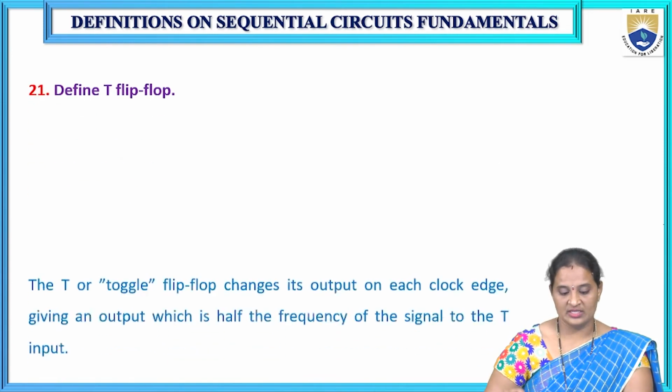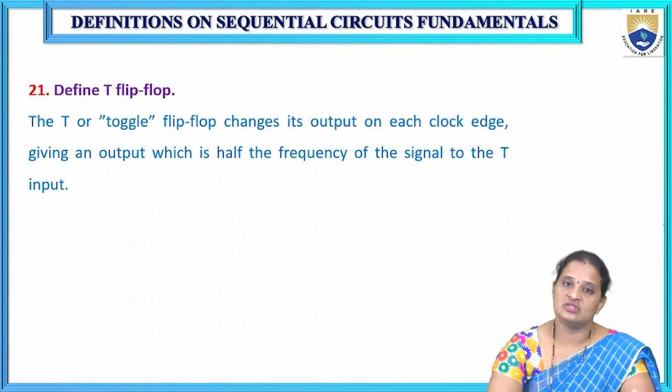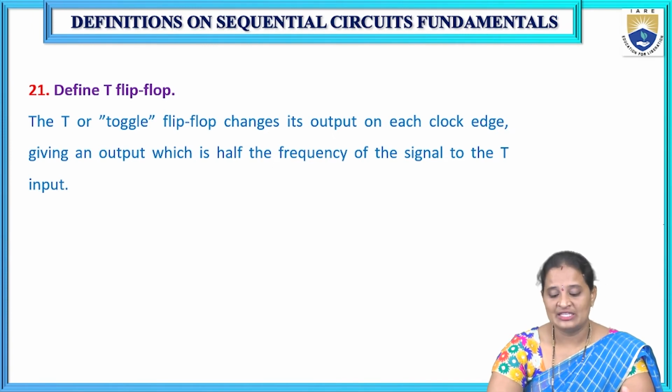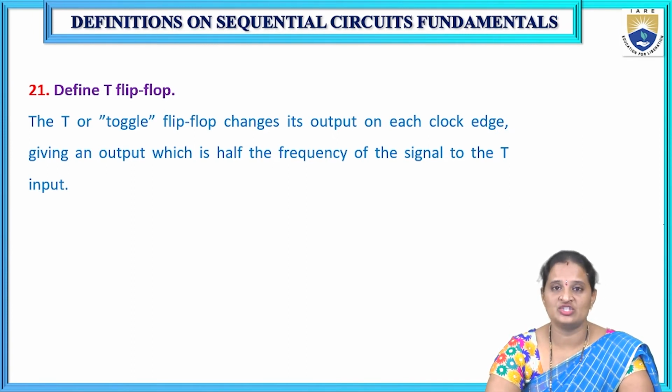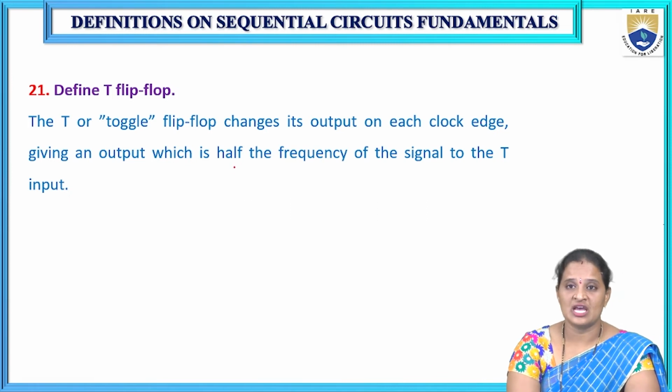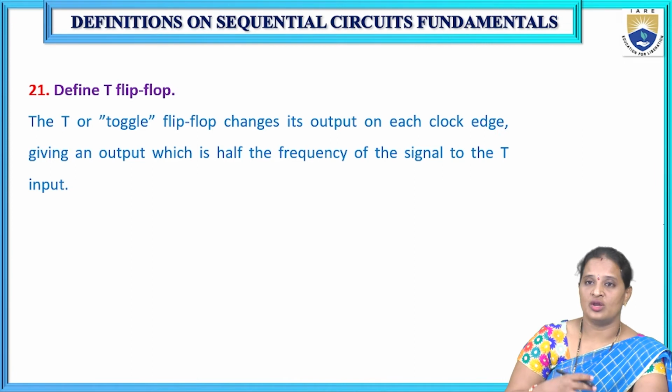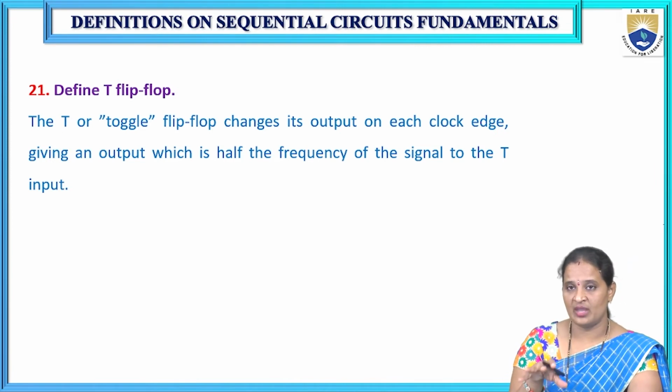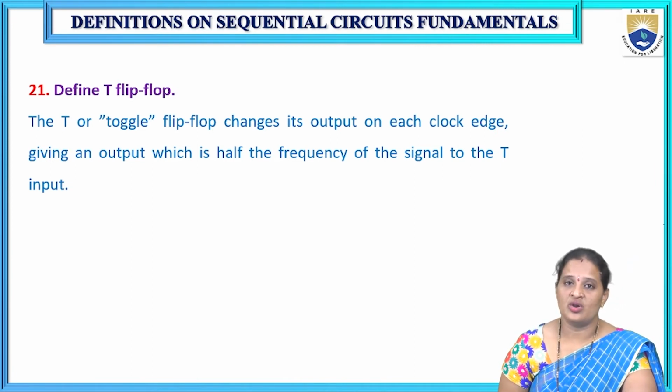Define T flip-flop. What is T flip-flop? T flip-flop is also known as toggle flip-flop. It changes its output on each clock edge, giving an output which is half of the frequency of the signal to the input. So what will it generate? It will generate an output signal whose frequency is half of the signal to the input T. So the output signal frequency will be half of the input signal. That is what we want to say.